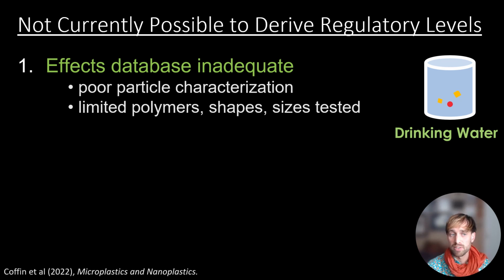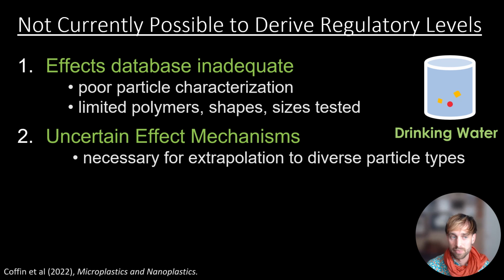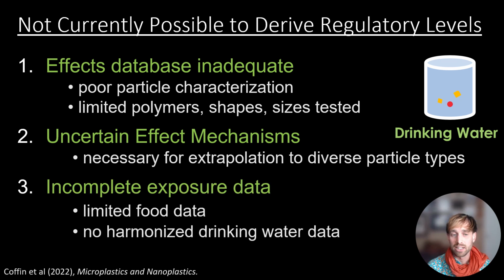In particular, most of these studies were not doing a very good job at characterizing the particles they exposed the organisms to. They were also using a very limited subset of polymers, shapes, and sizes, mostly polystyrene spheres around 5 micrometers in diameter. We also are uncertain regarding the effect mechanisms of these particles, which is necessary for the extrapolation to the diverse particle types that we are all exposed to. And finally, we have an incomplete exposure data set with limited information on what's in our food and no harmonized drinking water data that we can rely upon.